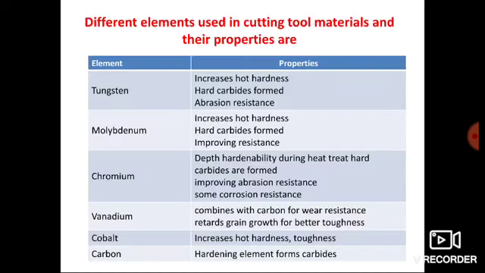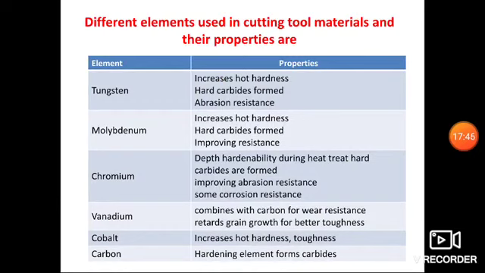Now we will discuss the various alloying elements. So the various elements are added, alloying elements are added to the cutting tool material so as to improve its quality. So the very first element, that is tungsten, it increases the hot hardness. Then it forms the hard carbide and it increases the abrasion resistance. Then the molybdenum, it also increases the hot hardness, then hard carbide forms, and it also improves the wear resistance.